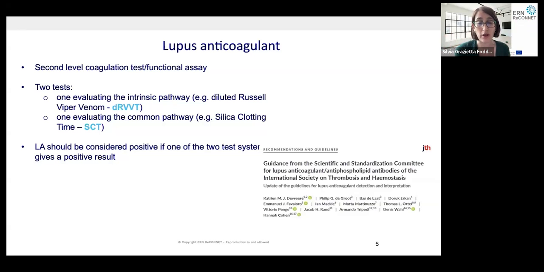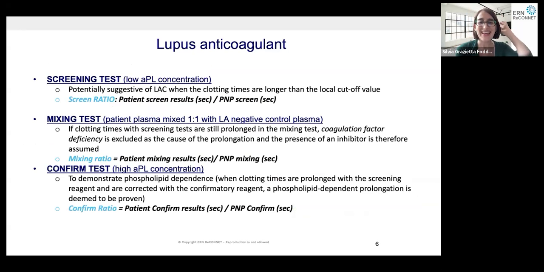Through the utilization of these two tests, I'm going to see if my patient has got a prolongation of the clotting time that, as I told you, is measured in seconds. It's necessary for just one of the two tests to be positive in order to say that my patient has got lupus anticoagulant. But let's go deeper.